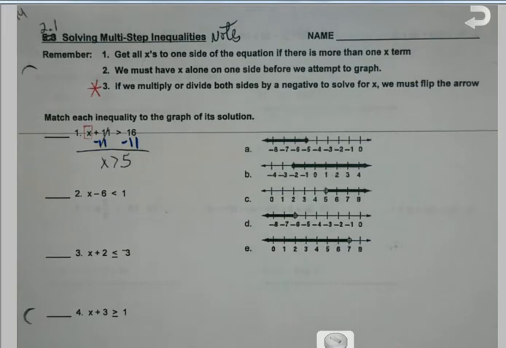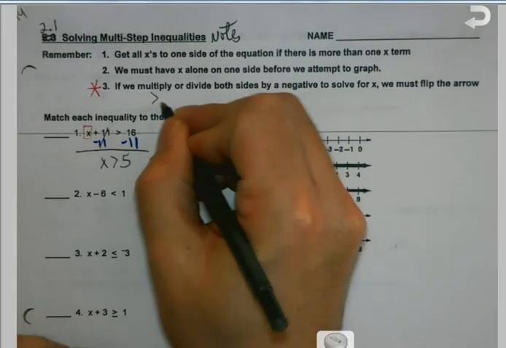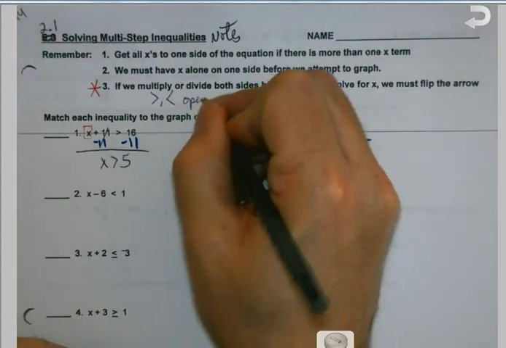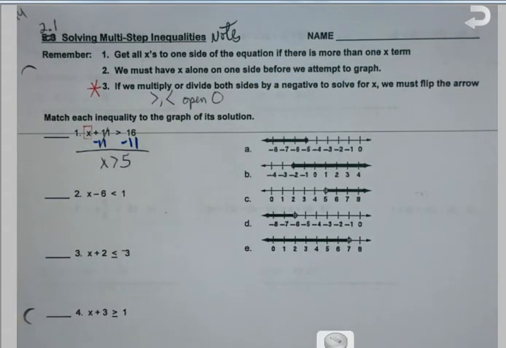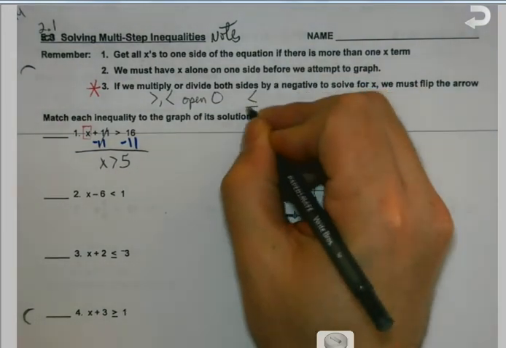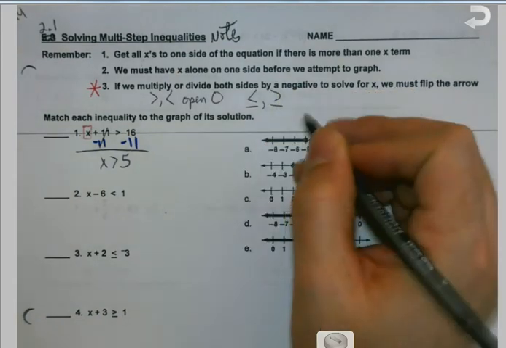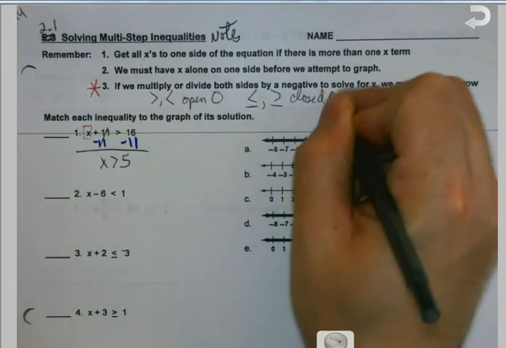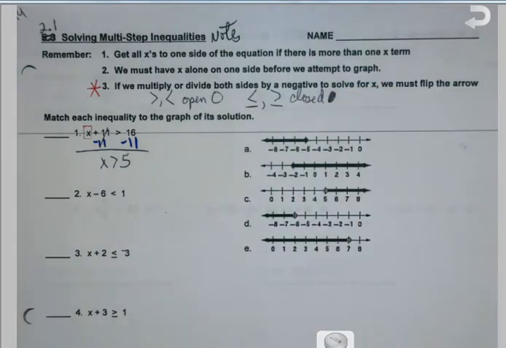Now here's what I've got to remember as far as graphing goes. If I just have greater than or less than, I'm going to signify that by using an open circle, okay? Because that means that particular number doesn't get included in my answer. But if there's a line underneath, if there's an or equals to, then I'm going to use a closed dot to kind of show that. It's my way of communicating on the inequality.